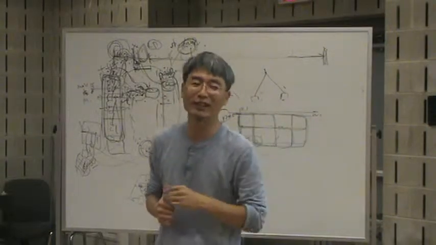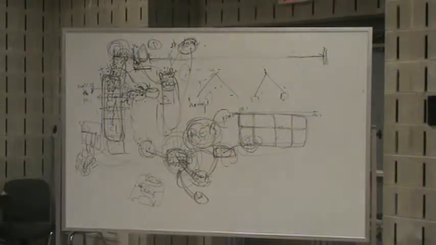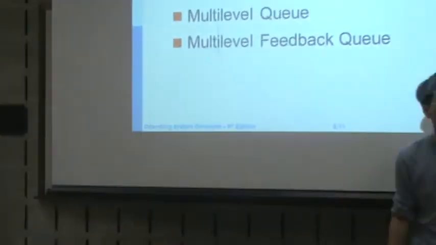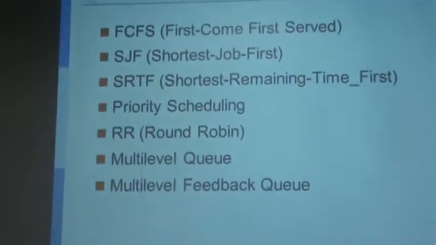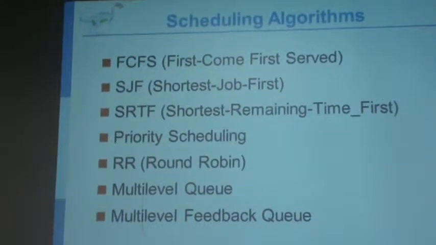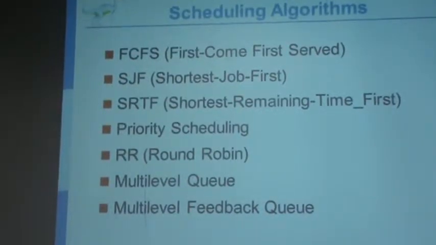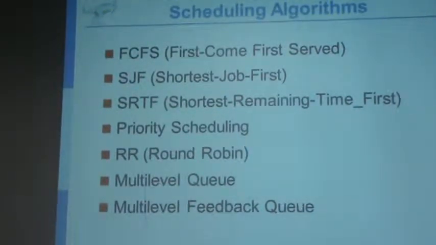So then we will see the details of each algorithm. Actually, as you can see, all of these scheduling algorithms are based on priority. What is the priority of the first one? It's the arrival time. Second, the amount of job. And third, the amount of remaining job.